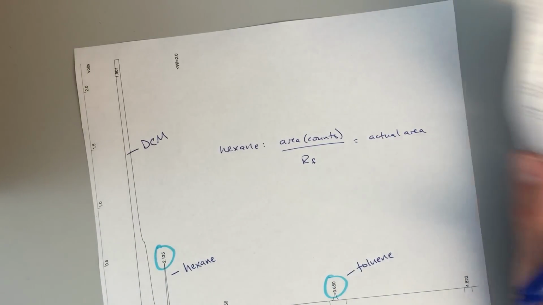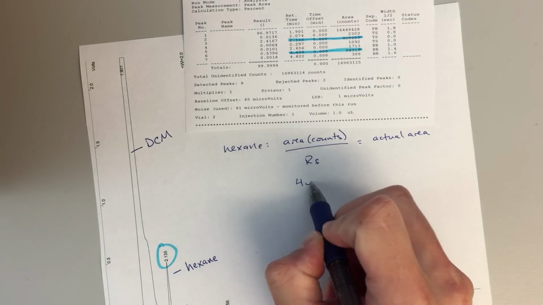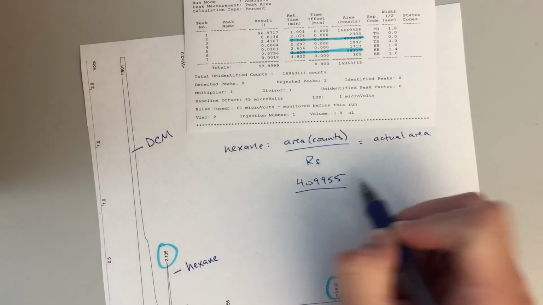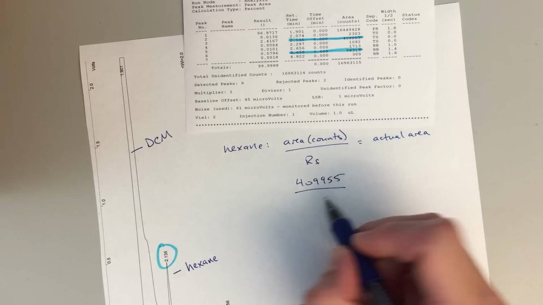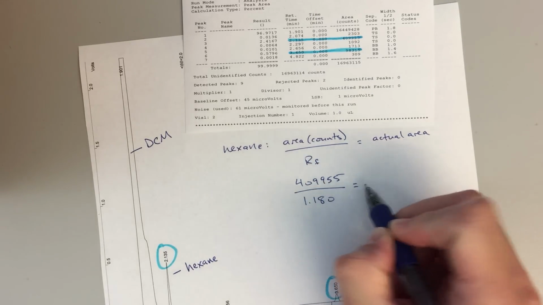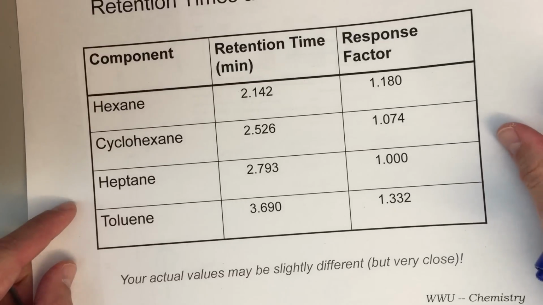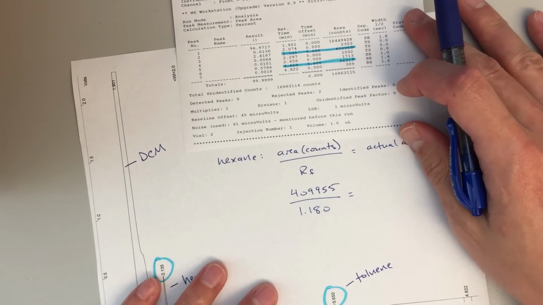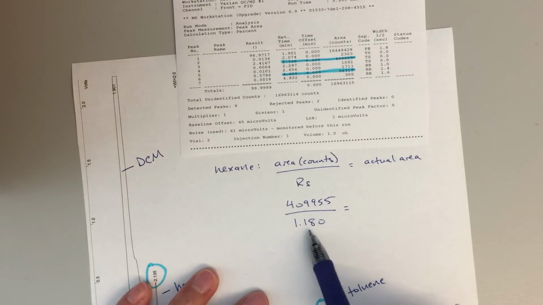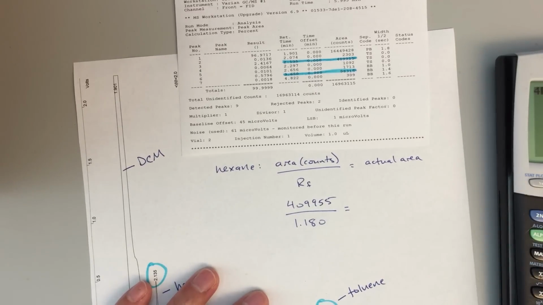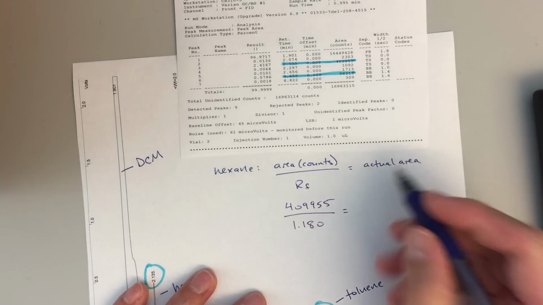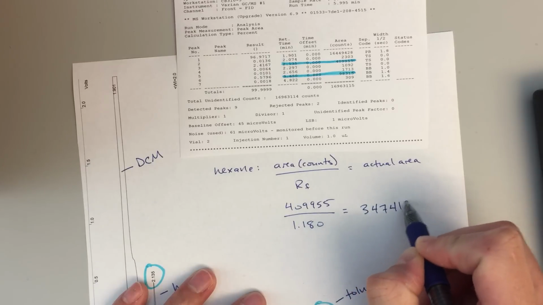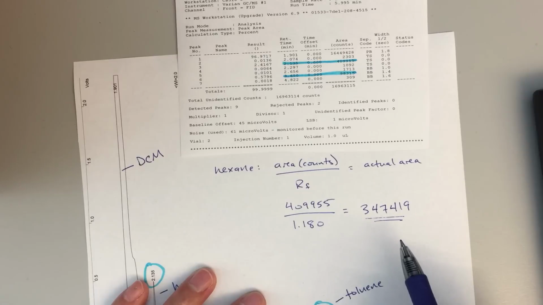So for me, in this case, that's going to be 409955 divided by the RF for hexane, which is 1.180. And I'm just using that again from our slideshow. We've got our response factors. So for hexane, 1.18, for toluene, 1.332. So the area counts, that's from our data, divided by the response factor. That gives me my actual area. So let's just do this real quick. So this is going to be the actual area of my hexane.